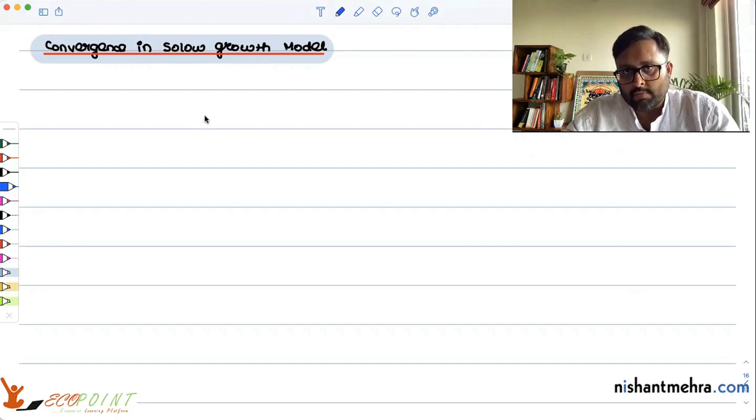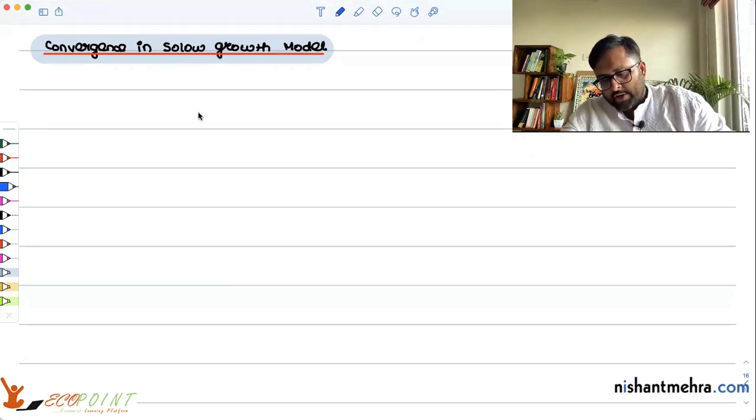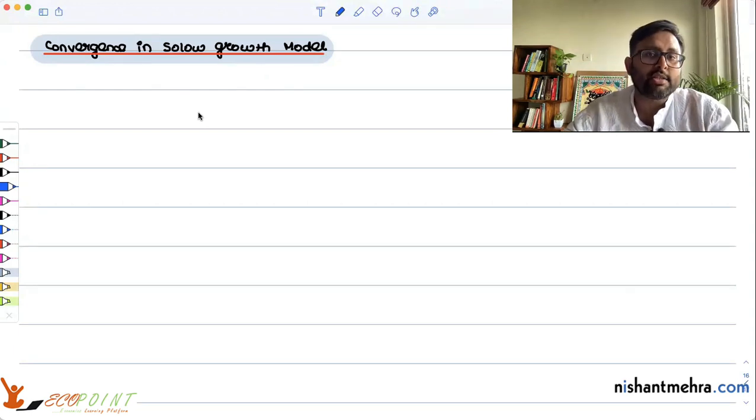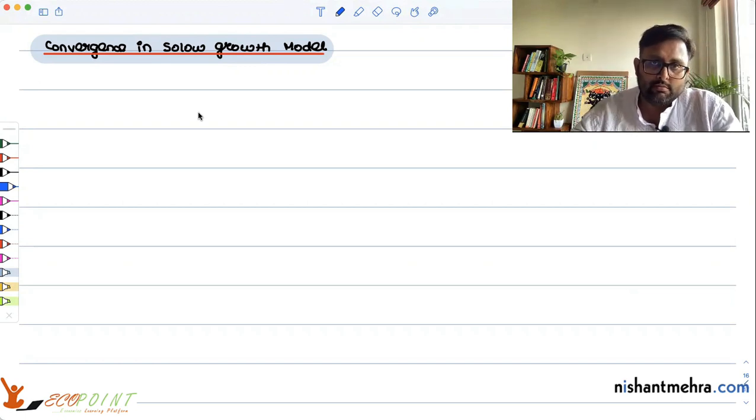Convergence in Solow growth model. What do we mean by convergence? Under certain circumstances, backward countries would converge towards the rich countries, right? So in order to close the gap between the rich and the poor countries, in this process of catching up, when backward countries are catching up with the forward countries, that process is called convergence. So let me write this point and then I'll move forward.